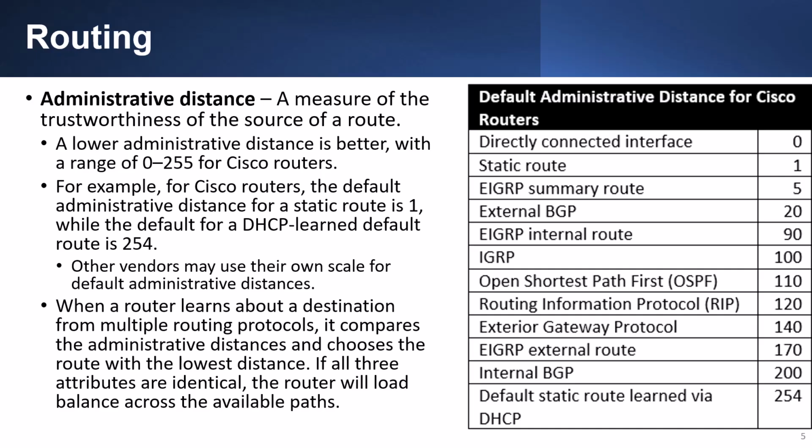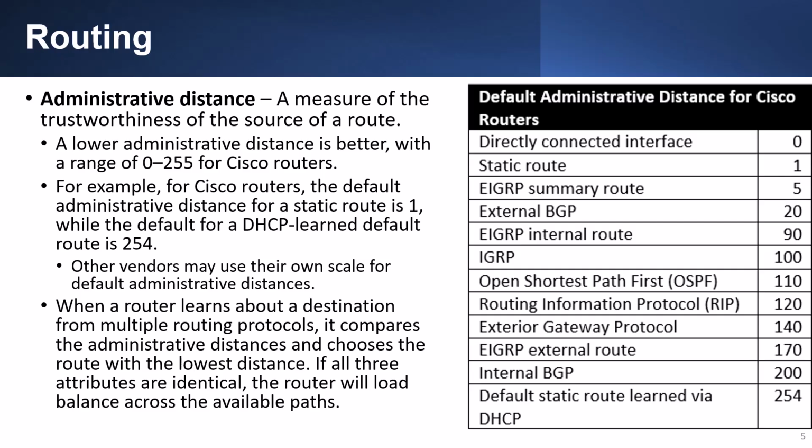Administrative distance is a measure of the trustworthiness of the source of a route. A lower administrative distance is better, with a range of 0 to 255 for Cisco routers. For example, for Cisco routers, the default administrative distance for a static route is 1, while the default for a DHCP learned default route is 254. It should be noted that subnets connected directly to the router are assigned a value of 0. Other vendors may use their own scale for default administrative distances.